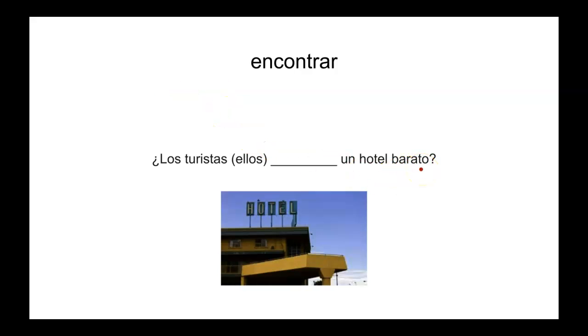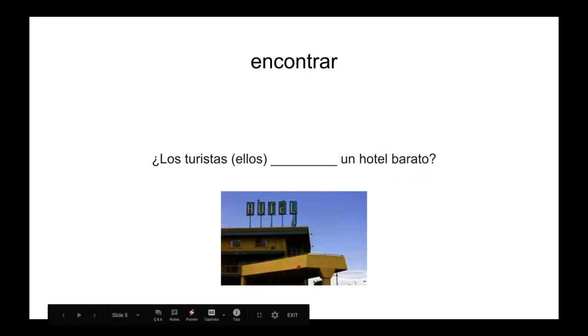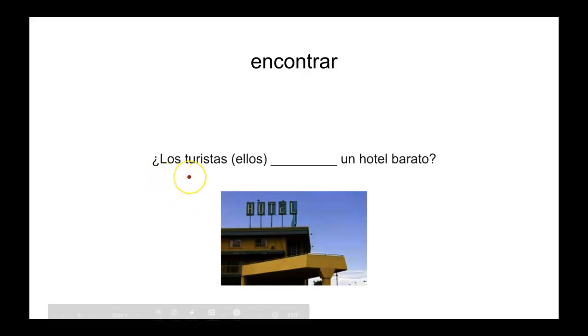Barato es un adjetivo. It's an adjective that means cheap. So a cheap hotel. I did as best I could to find a picture of a cheap hotel. Turistas, tourists. Okay, so we're going to use the ellos form. Los turistas encuentran un hotel barato. Do the tourists find a cheap hotel?